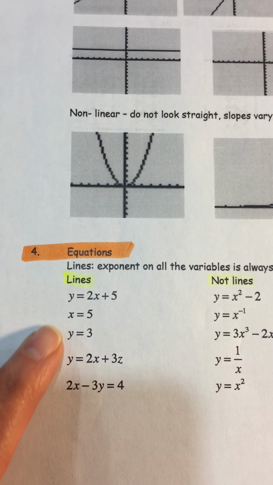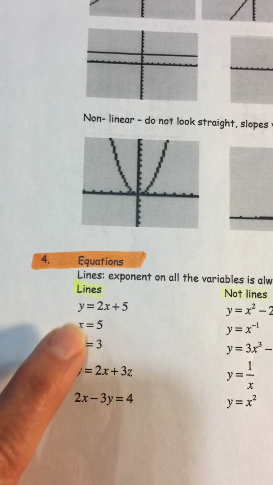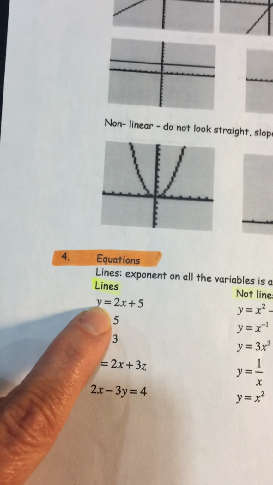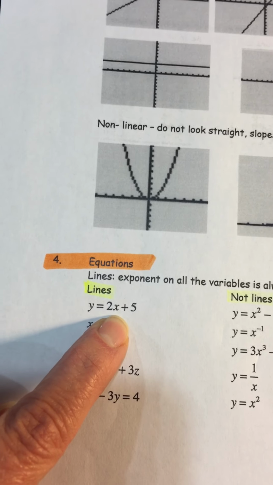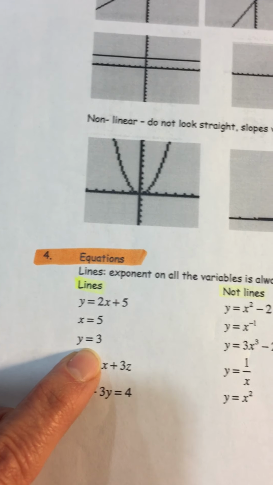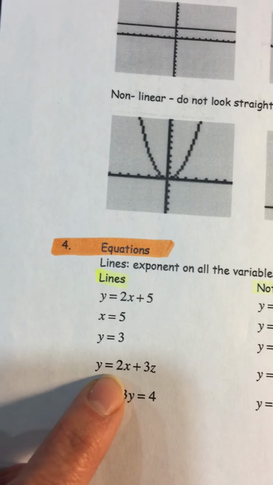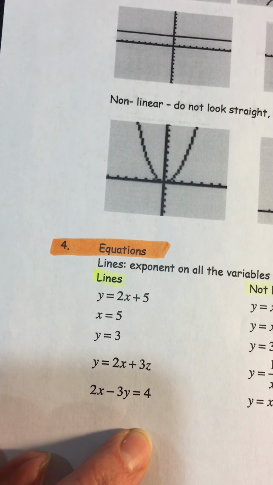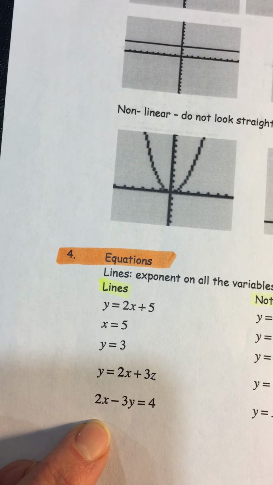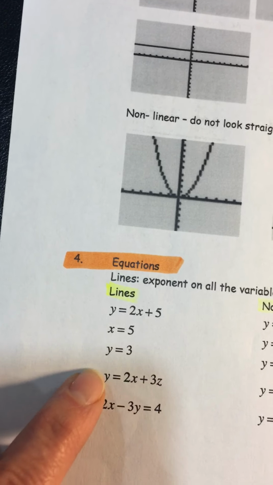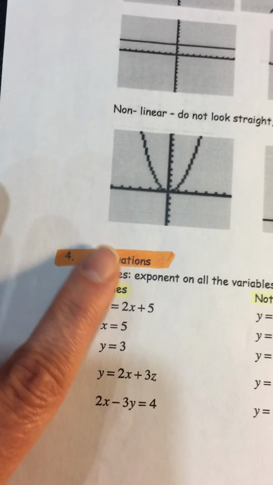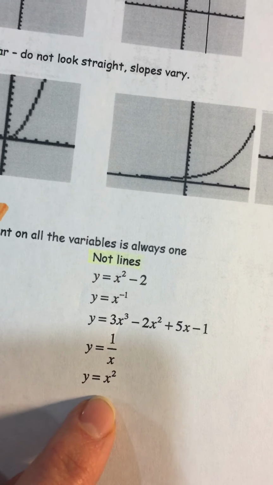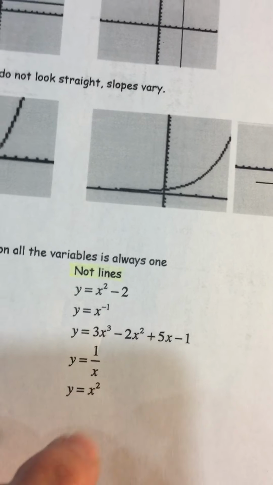So all lines will have a y and an x, or just a y in it, or an x. Those are the special horizontal or vertical lines, but they'll have a y and an x in them, and the exponents on the y's and the x will be 1. So notice how you don't see any exponents on them? That's because it's a 1 and we don't write that. So you're going to have an equal sign with an x and a y, and the exponent on the x and the y, or just the x or just the y, will be 1. Those are all lines. These are also equations that have x's and y's in them, or just x's or just y's. I think they all have both.